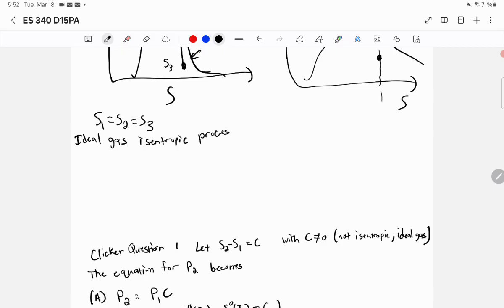So if it's an ideal gas, what does that mean? Well, we know that we had an equation for the ideal gas. Remember, S2 minus S1. We saw this last time, or maybe two times ago, I don't remember. S circle of T2 minus S circle of T1 minus R times the natural log of P2 over P1. This is ideal gas.